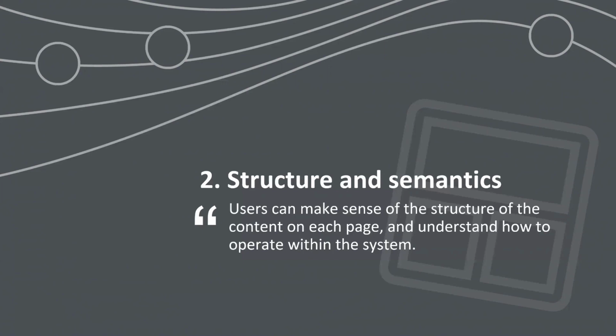And the other question was about the table that we showed initially. I'm about to get to that, and I will answer those questions too. So the second heuristic is about structure and semantics. It's really about the idea that users can make sense of the structure of the content on each of the pages, and also understand how to operate within the system, the site, the application, the product itself. So how to leverage that structure and the semantics underneath the structure to understand what is going on and how to use the content.